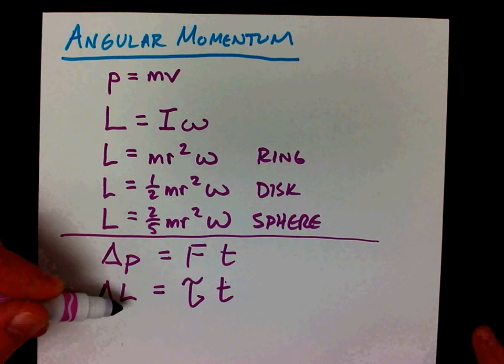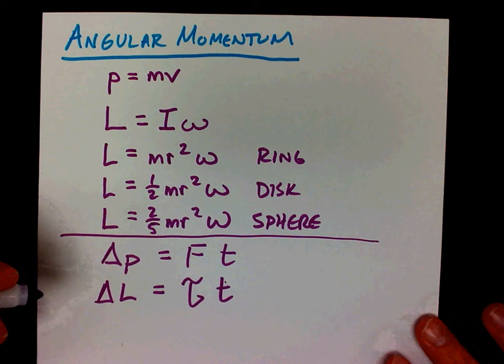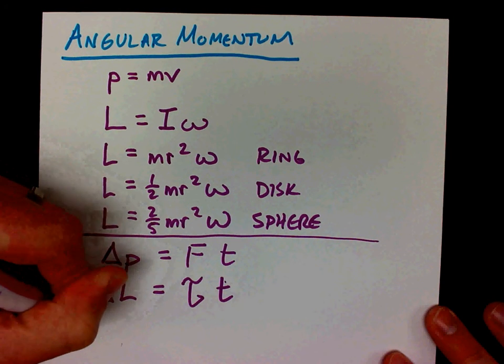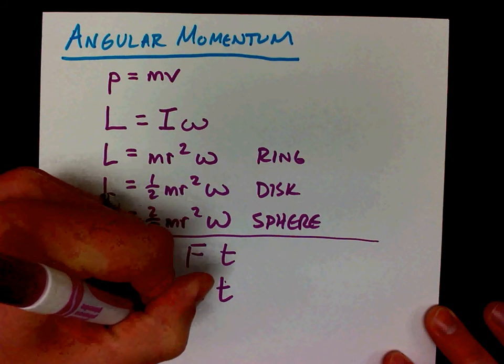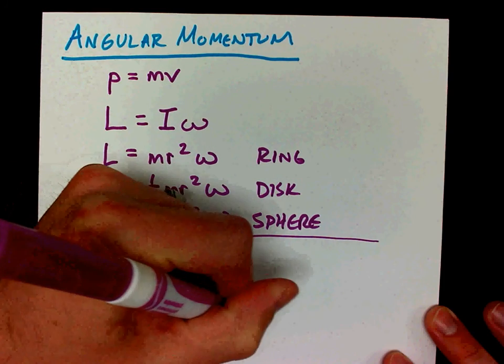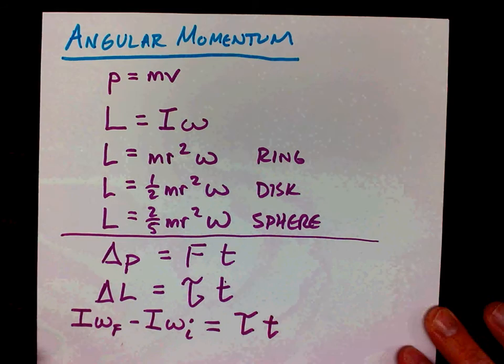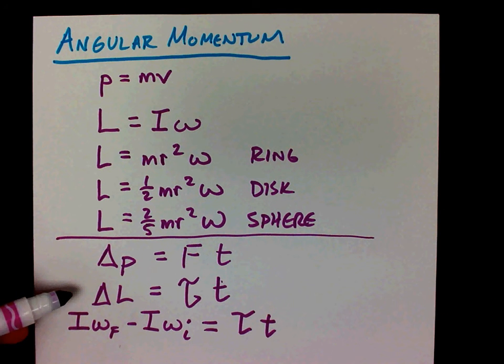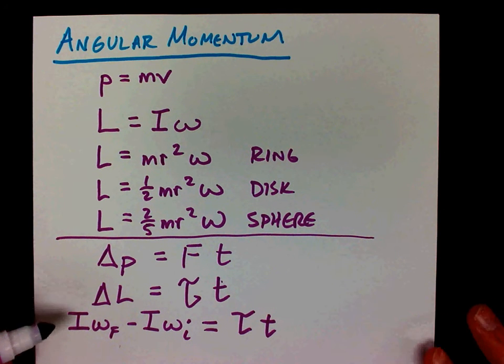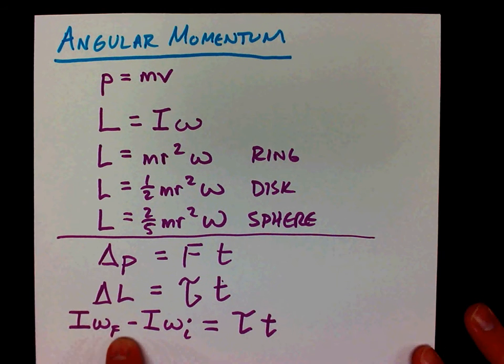Remember that this part can expand out, so we may have something that looks like this, depending on the scenario, where you actually have to do a final minus initial to get your delta. That's also another way to solve for change in angular momentum, because remember, the delta L is the change in angular momentum.